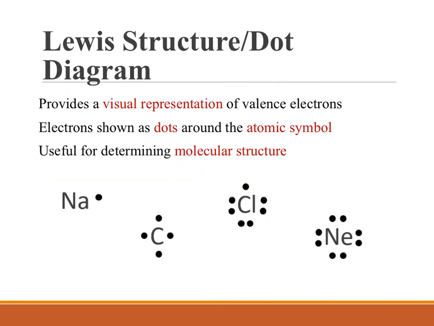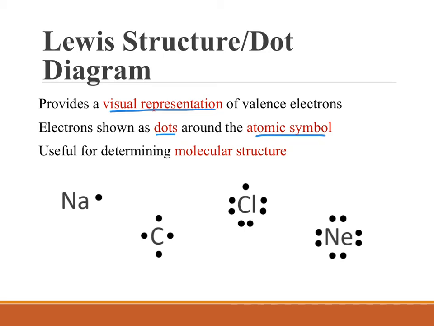So what can we do with these valence electrons? Well, the Lewis structure is another way to show valence electrons. It's a visual representation. It's a drawing of the valence electrons. And we do that by putting the electrons as dots around the atomic symbol. So we start with the atomic symbol and we add some dots.